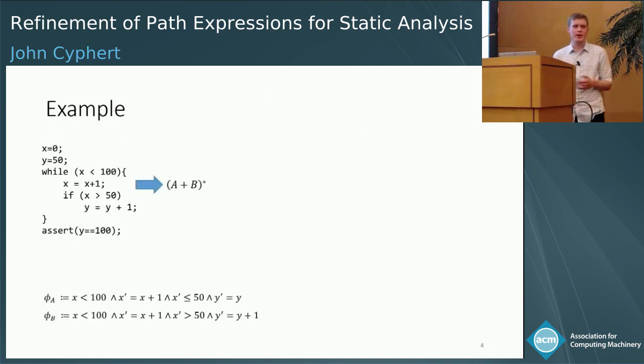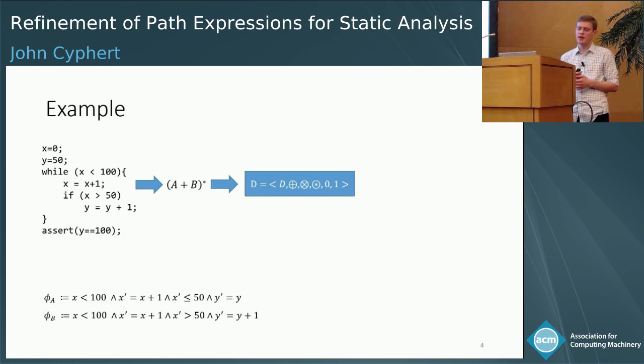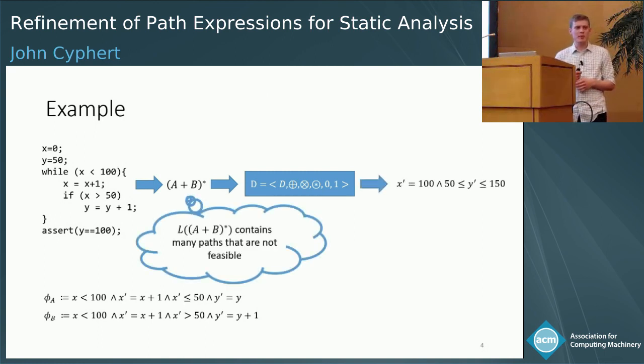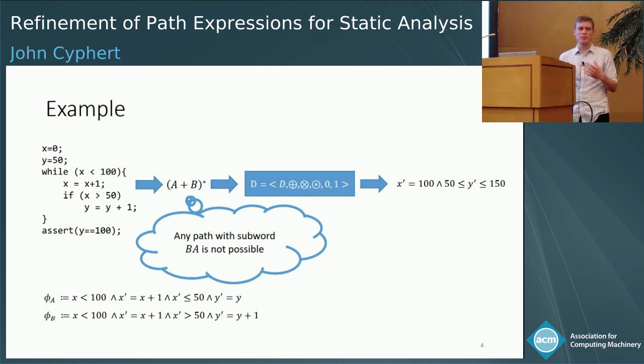Essentially what we did is we had this path expression, we fed that into a semantic algebra, and we got this resulting summary. But one observation that can be made is that if we interpret the language that this path expression generates, it contains many additional paths that are not actually feasible in the original program. Namely, any path with the subword BA in the original program is not possible. This is reflected by the idea that this formula here is unsatisfiable.